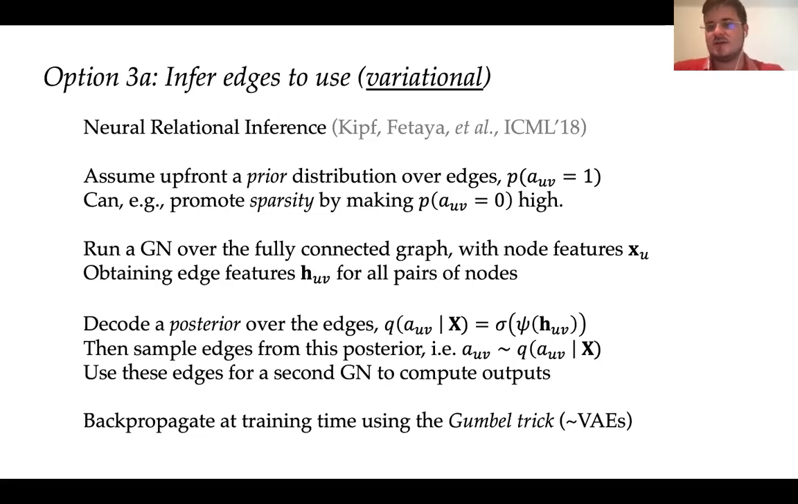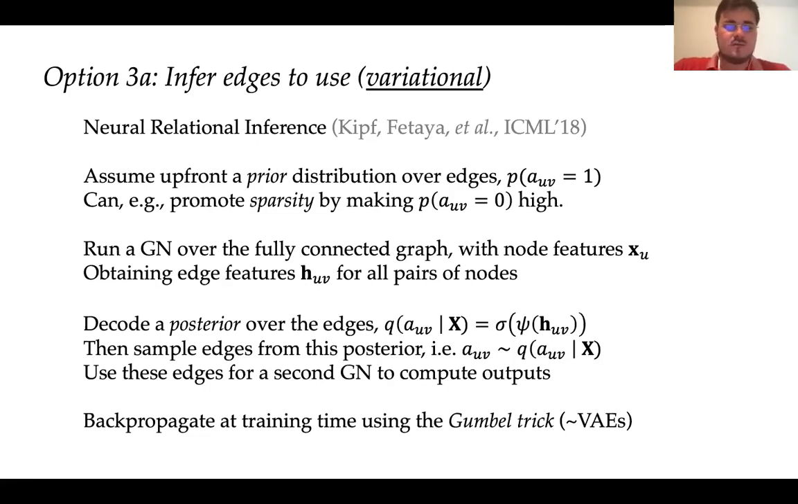So what's the probability that the adjacency matrix at UV is equal to 1? And you can specify upfront a prior distribution saying, what do you believe is the probability that a particular edge will be 1? And already at this stage, you can promote the resulting graph structures that are sampled from this probability to be sparse by just setting the probability of no edge to be very high.